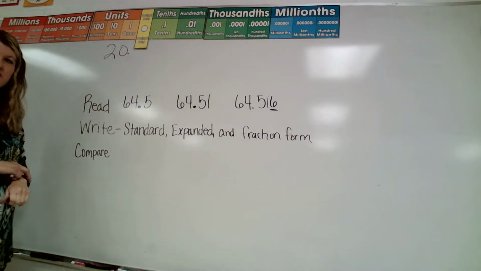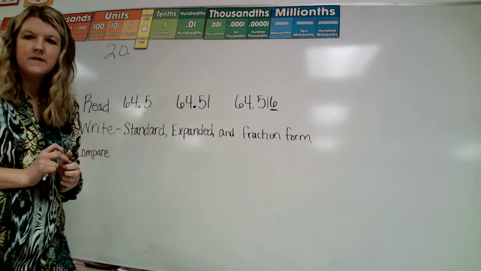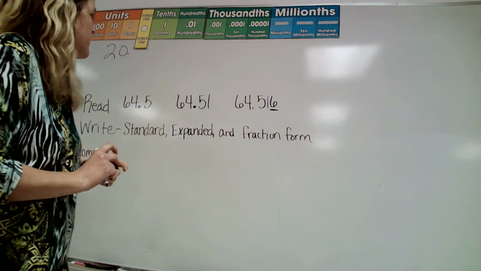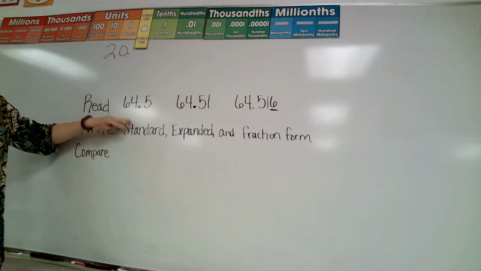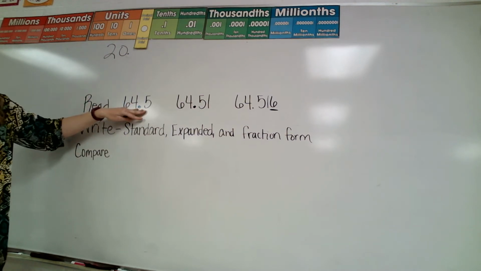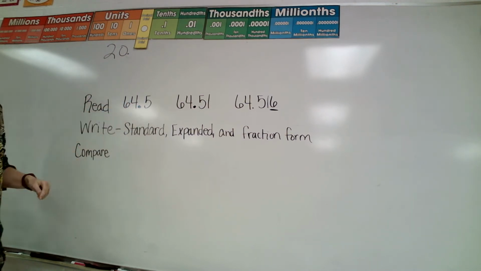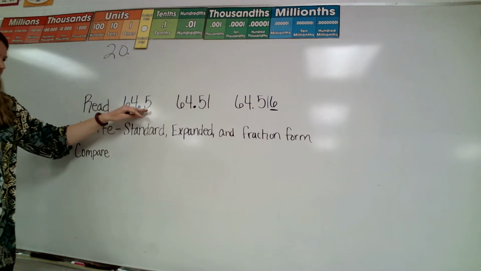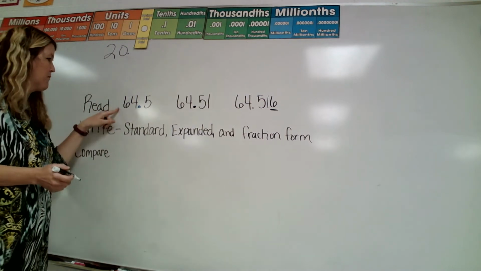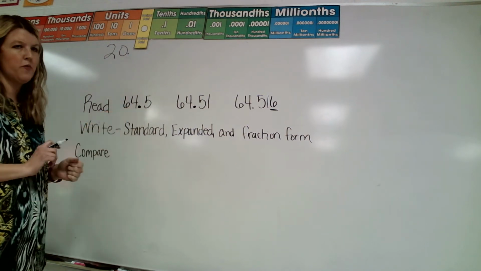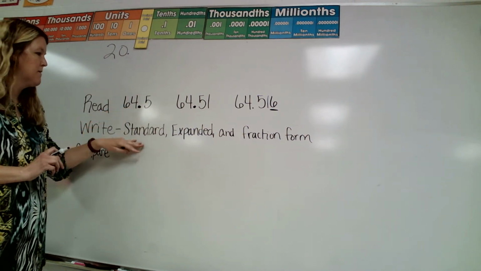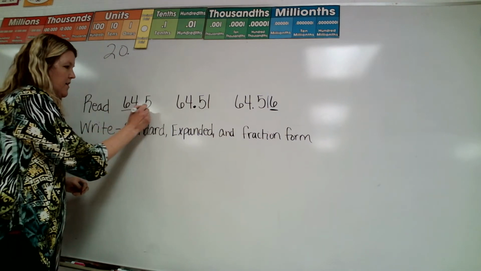So now we're going to look at how we could write this in expanded form. And standard form is just the number that we have here. So we also have word form. So if I were to write this out in words, if I wrote out 64 and 5/10 and wrote that in words, that would be word form. But standard form is just this that we have right here. It's the number form.